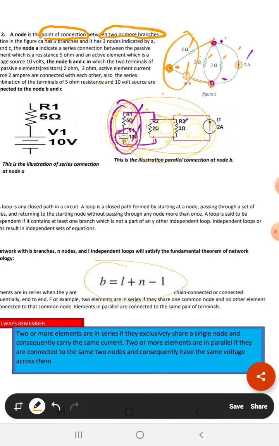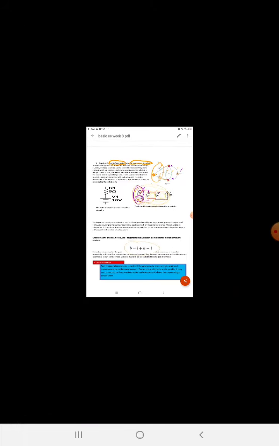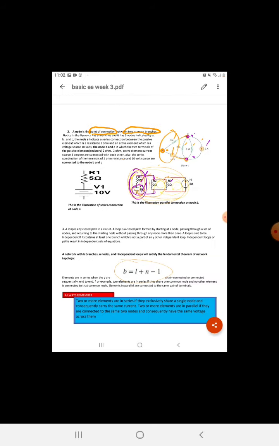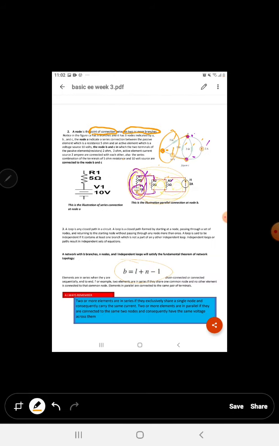And two or more elements are in parallel if they are connected to the same nodes and consequently have the same voltage across them. Okay? So, pag nakaparallel yan, parallel connection, you should remember that V1 is equal to V2 is equal to V3 hanggang V4 yan. Your I total is equal to I1 plus I2 plus I3. Pero pag nakaseries yan, your current is equal all throughout the series branches. Okay? So, okay na. Next.